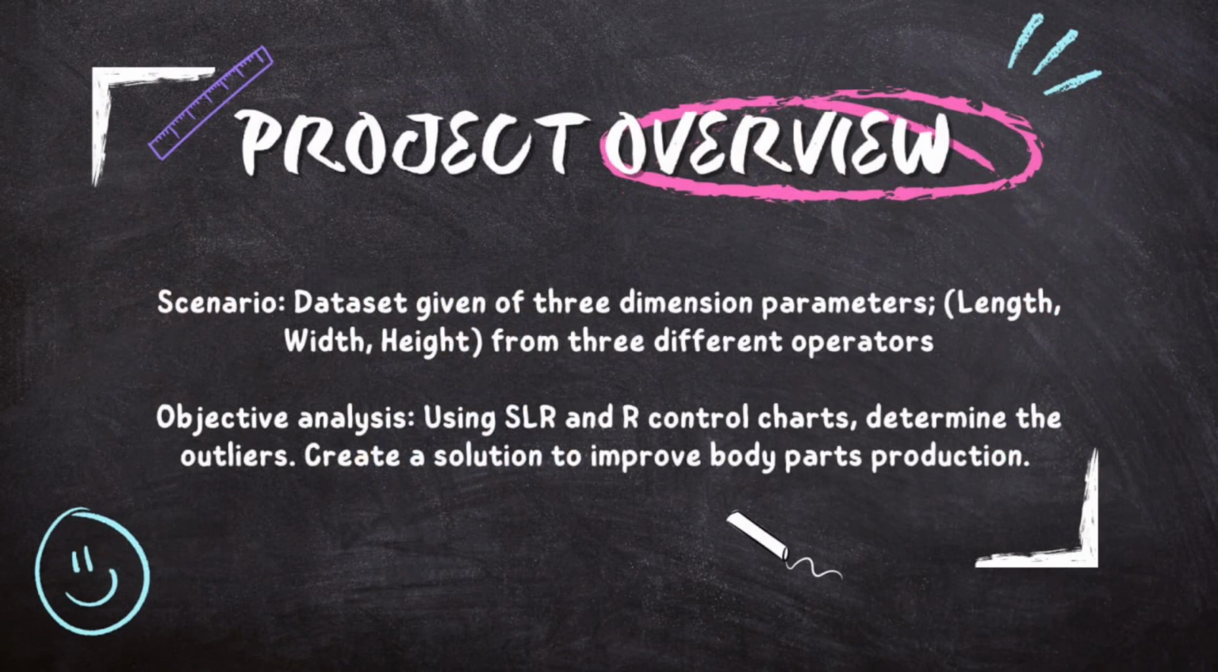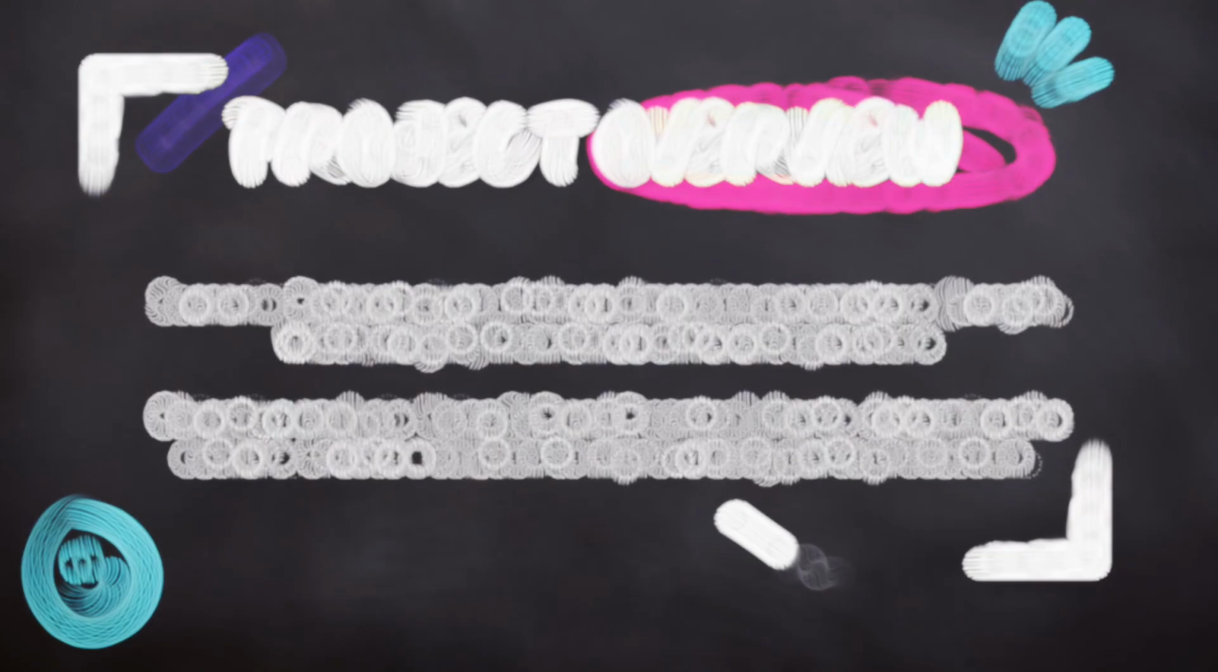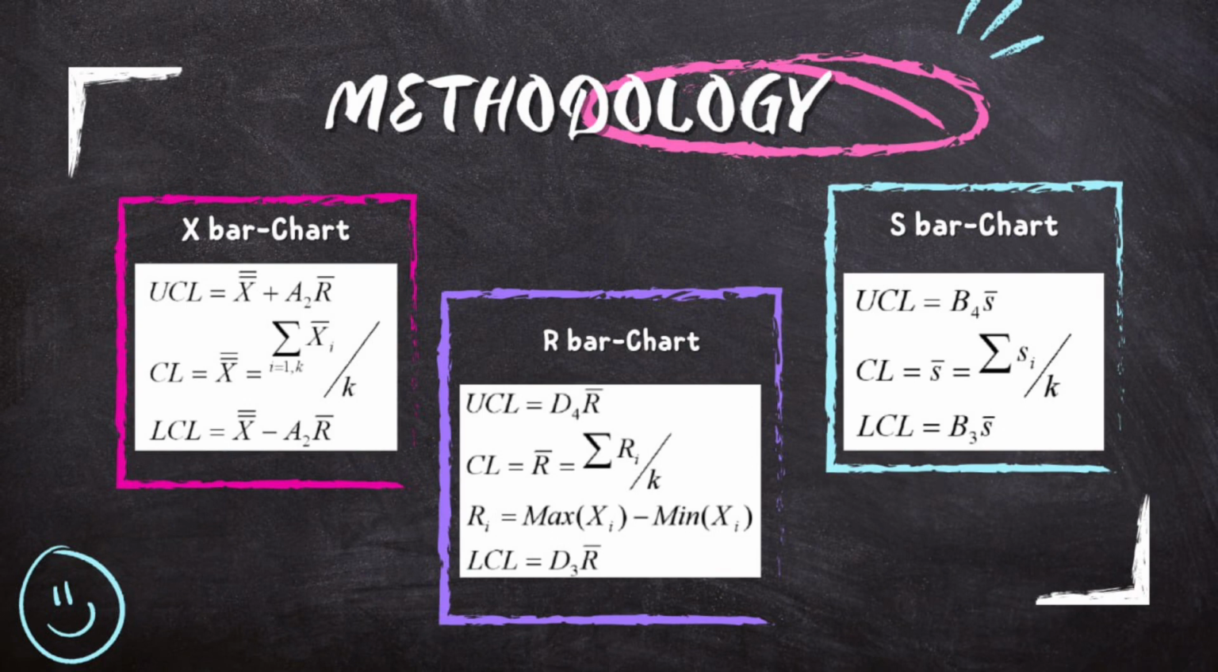So for the project overview, the scenario is a dataset given of 3-dimension parameters, which are length, width and height, from 3 different operators. For the objective, analysis using simple linear regression and R control charts, determine the outliers and create a solution to improve body parts production. The methodology used is the formula of the S bar chart, R bar chart and S bar chart.